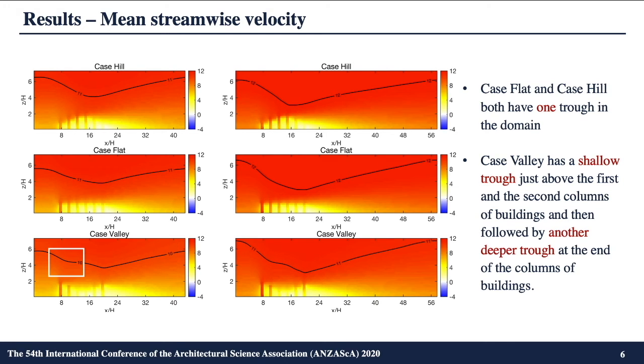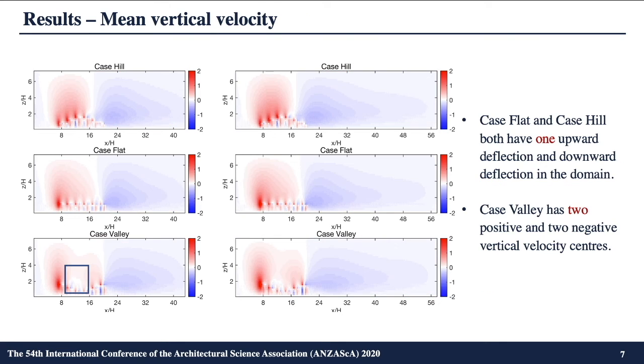As we can see, Case Flight and Case Hill both have one trough in the domain. However, Case Valley has a shallow trough here, followed by another deep trough. As for the mean vertical velocity, Case Flight and Case Hill are also similar and both have one upward deflection and one downward deflection in the domain. The only difference between them is that the dividing position of the positive and negative vertical velocity in Case Flight is more downwind than in Case Hill. However, Case Valley has two positive and two negative vertical velocity centers.